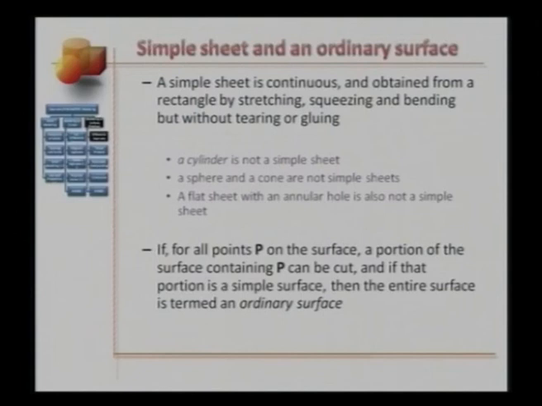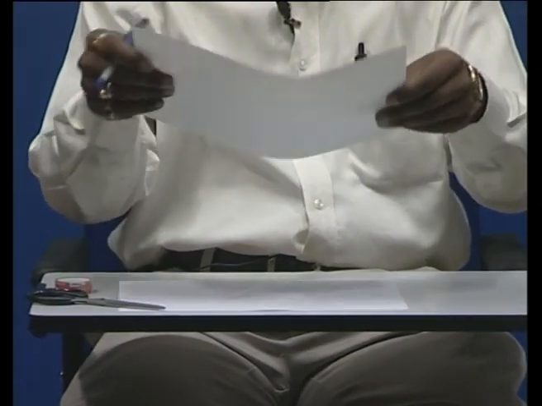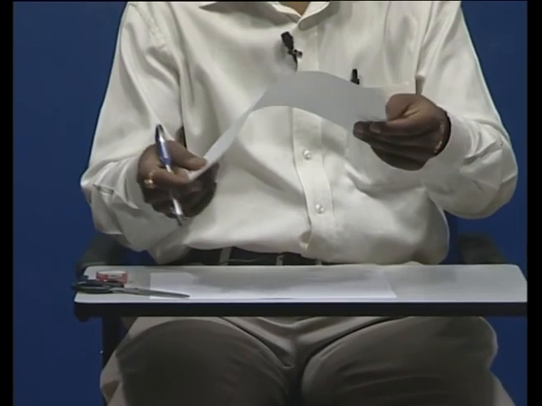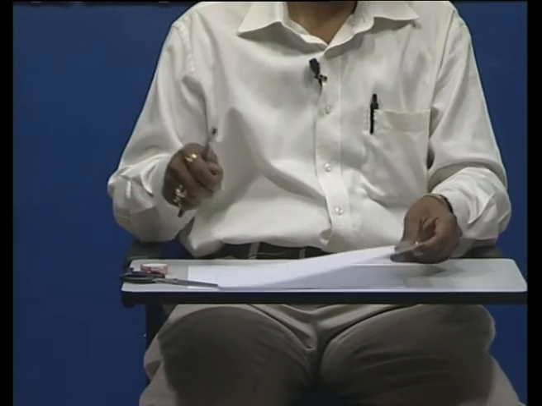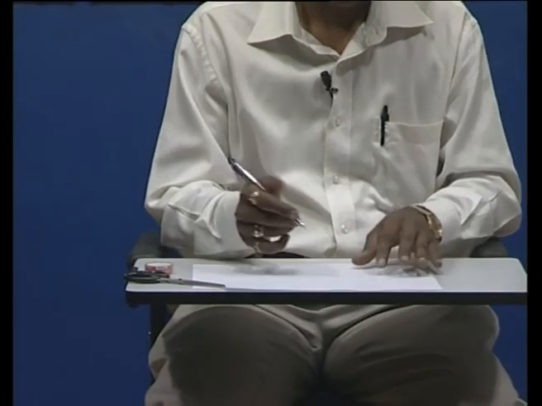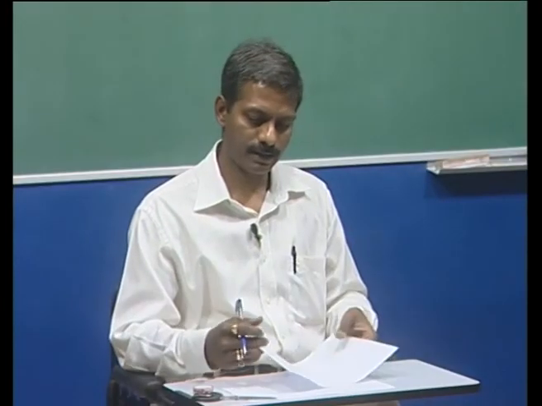If for all points P on the surface, a portion of the surface containing P can be cut, and if that portion is a simple surface, then the entire surface is termed as an ordinary surface. So let's say we have this arbitrary surface here. It can have any shape. This surface is constituted by a set of points P. Let me take any portion of the surface and cut it.